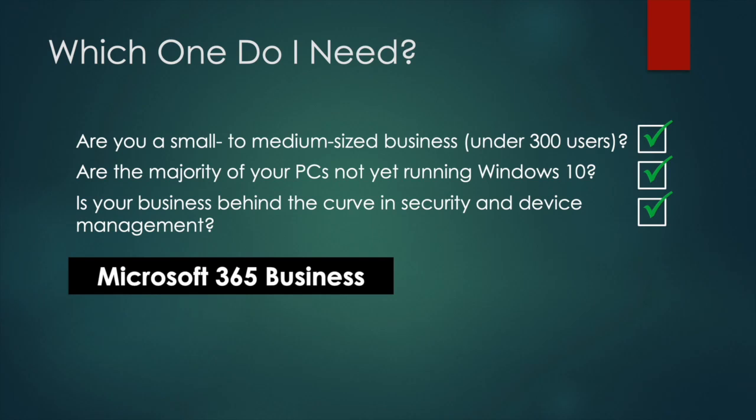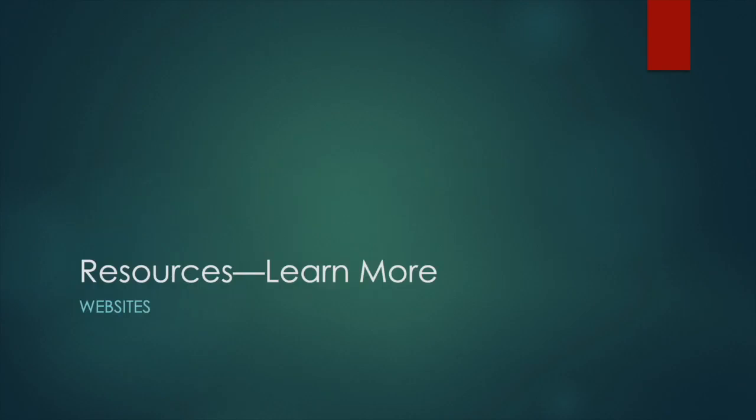However, if some of the services and features available in Office 365 Enterprise E3 are appealing to you, take a closer look because the pricing is the same as Microsoft 365 Business at $20 per user per month in the US. Now, if you don't need Windows 10 or an upgrade in security or device management, you're going to want to spend some time looking at the Office 365 Business options. Microsoft has some resources to help you decide.